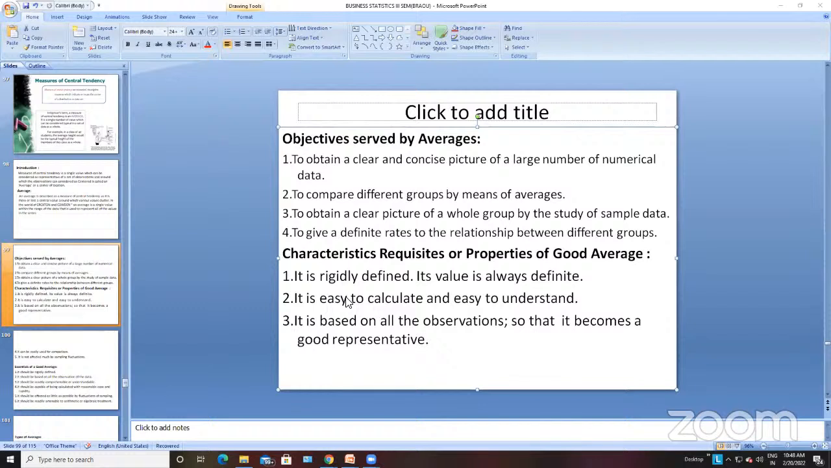So here it is rigidly defined and the value is also definite. Averages are very easy to understand and easy to calculate also. It is always based on observations. The arithmetic mean always depends upon the observation method only, so that is why it becomes a good representative. Is it clear?